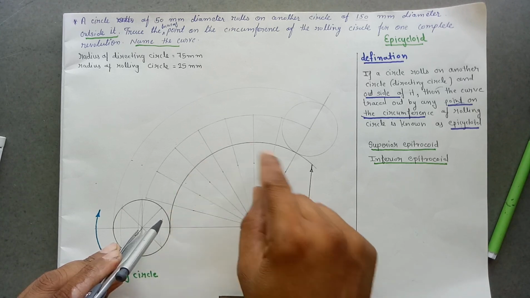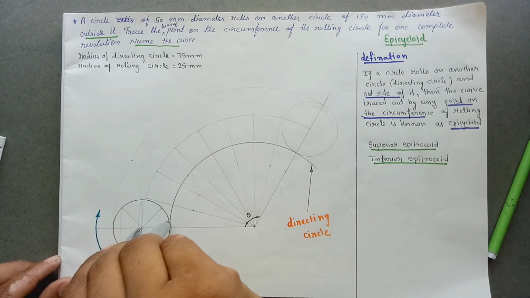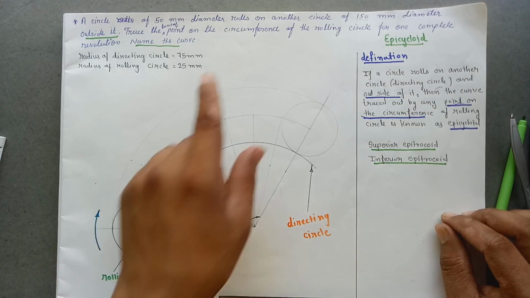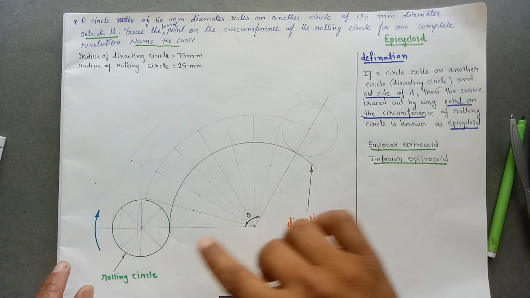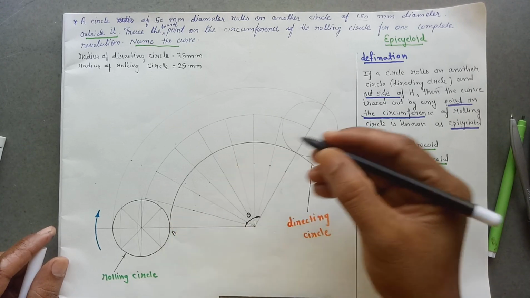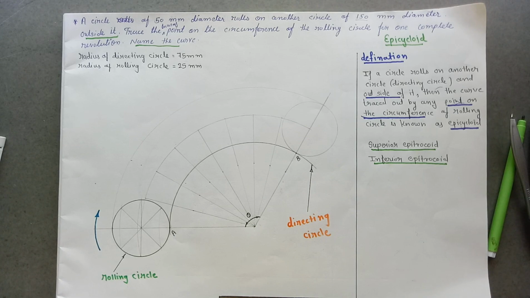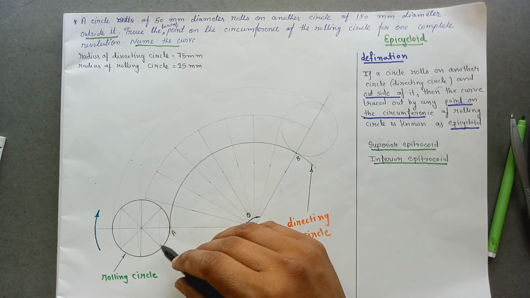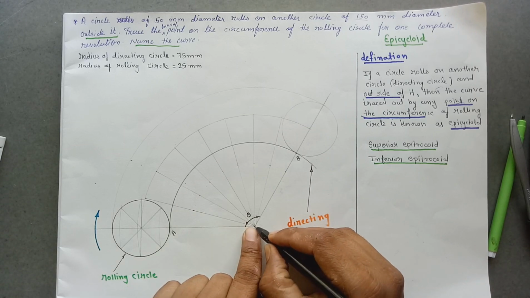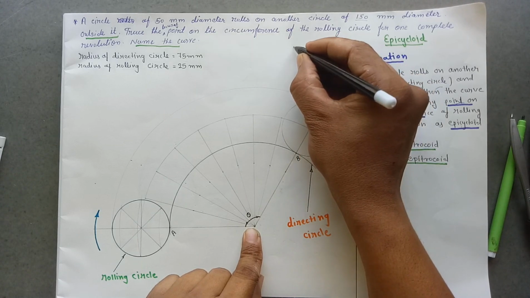It should touch the directing circle like this. Now if this circle rolls for one complete revolution starting from point A and reaches point B after completing one revolution, then the circle will generate an angle theta at the center of the directing circle. So how can we find out this theta angle?